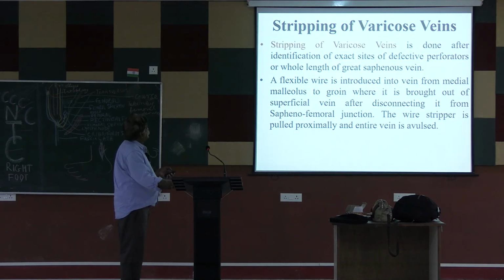Stripping of varicose veins. Stripping of varicose veins is done after identification of the exact site of defective perforators or the whole length of the great saphenous vein. A flexible wire is introduced in the vein from the medial malleolus to the groin, where it is brought out of the superficial vein after disconnecting it from the saphenofemoral junction. The wire stripper is pulled proximally and the entire vein is avulsed.